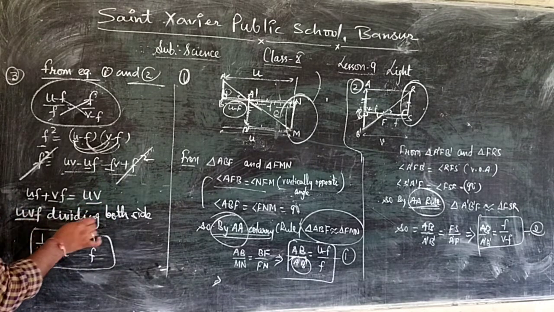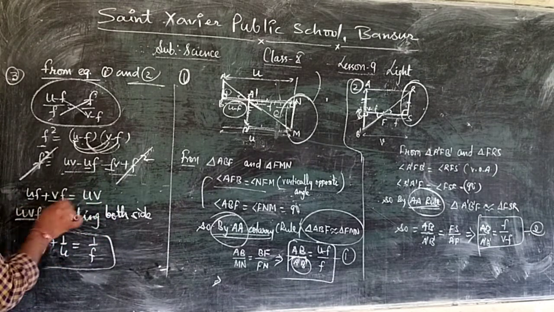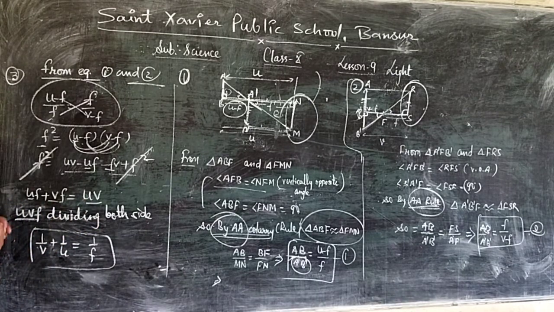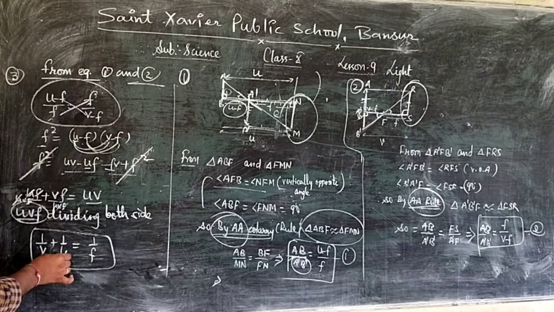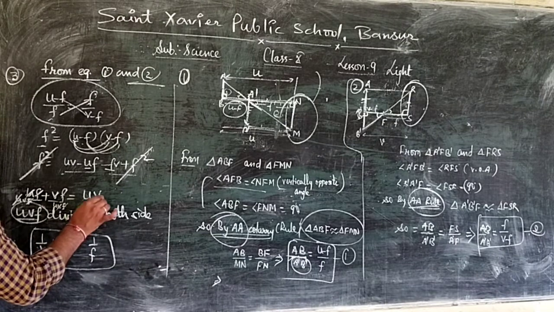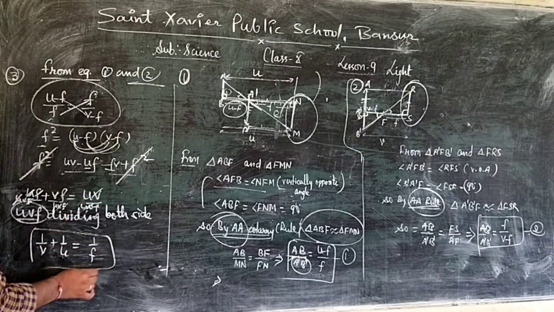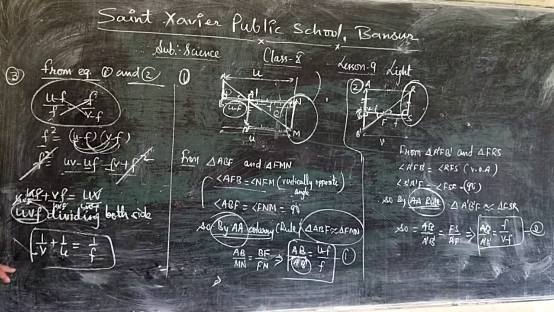After dividing by UVF, because in all you can see U coming, V coming, F coming, I can divide it by UVF. When I divide here by UVF, I can cut U to U, F to F. What will be left? 1 by V. Here you divide by UVF, then F to F cancels, V to V cancels, 1 by U will be left. And here you divide by UVF, then UV cancels, 1 by F will be left. So this is the formula which we have to get. This is the mirror formula.